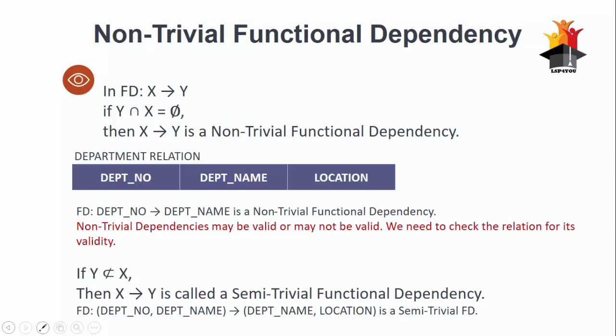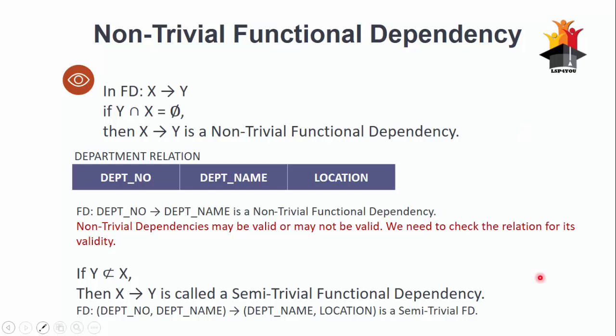Non-trivial functional dependency. In functional dependency X implies Y, if Y intersection X is a null set, then X implies Y is a non-trivial functional dependency. Now consider the department relation again with attributes department number, department name and location. Department number implies department name is a non-trivial functional dependency because here X is department number and Y is department name. Y intersection X is a null set. That is, nothing is common to X and Y. Non-trivial dependencies may or may not be valid. We need to check the relation for its validity.